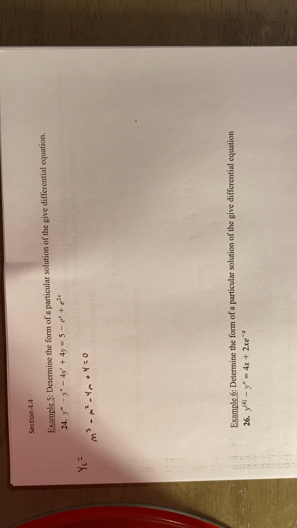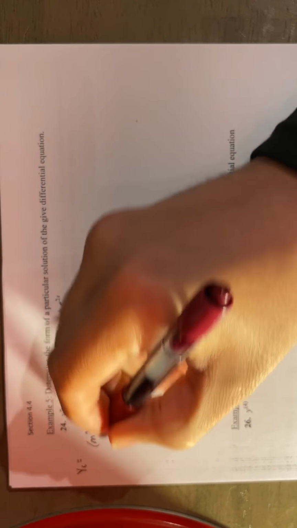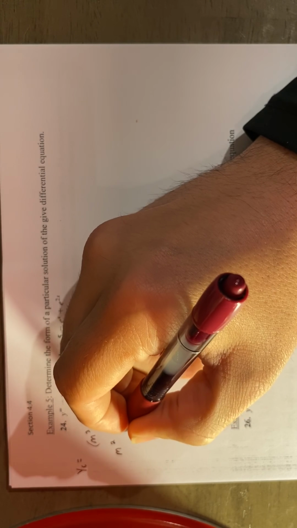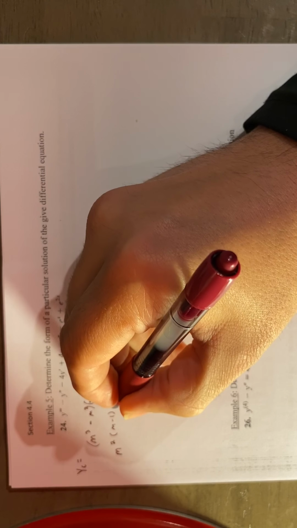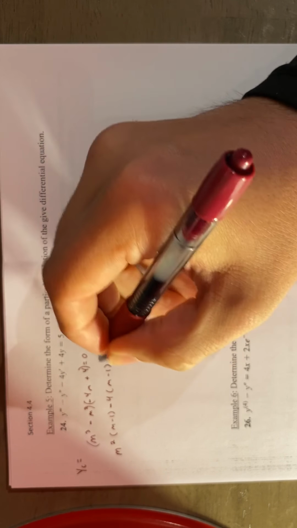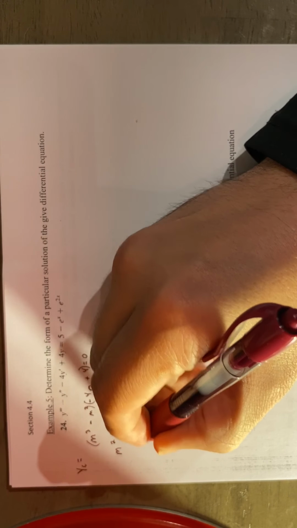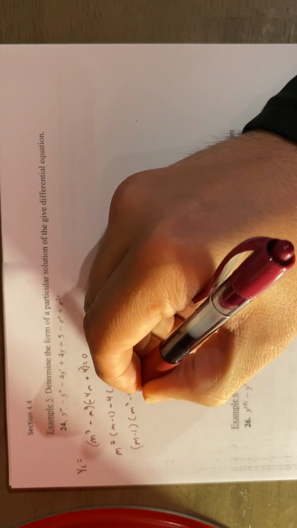There we go. And looking at this, it looks like I can group the first two and pull out an m squared, and I can group the last two and pull out a negative 4. So I'm going to pull out m squared, and I'm going to get m minus 1 minus, I'm going to pull out negative 4, m minus 1, set that equal to 0. So that both terms have m minus 1, so I'm going to pull out the m minus 1, and I'm going to be left with m squared minus 4 equals 0.